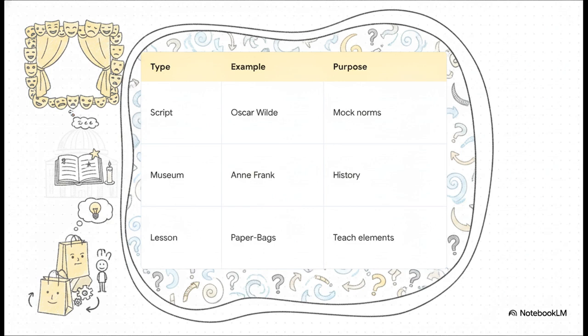Compare that to our second source, a historical museum page from the United States Holocaust Memorial Museum, focused on Anne Frank's diary. Its purpose is highly serious. It examines a primary document as both historical and literary text to grasp the factual realities of the Holocaust. And finally, take a look at the third one, a standards-based lesson plan from Read Write Think about making paper bag skits. Its whole purpose is instructional, teaching students how to outline story elements. Obviously, you wouldn't analyze Oscar Wilde's witty comedy the exact same way you'd analyze a solemn museum page or a teacher's lesson plan, right? You have to adjust your lens based on exactly what the source is trying to do.